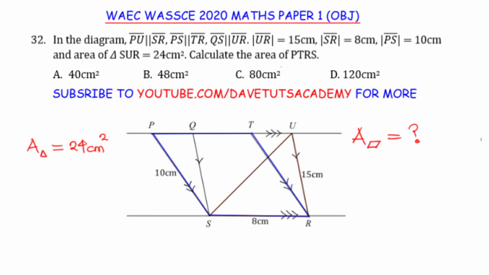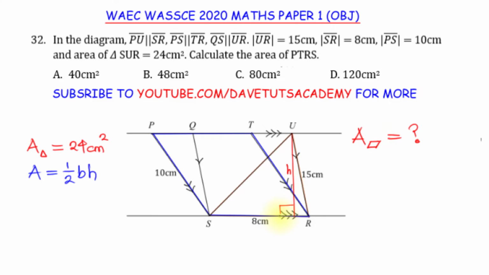Now, recall that the area of a triangle, in this particular case, is given as half multiplied by the base multiplied by the height. The base of the triangle here is 8 centimeters, and if we can get the height, that will help us to solve for the area of the parallelogram, because look at this. From U coming down to this other line, that is the height. I can take it as being at a right angle. I can say this is h.